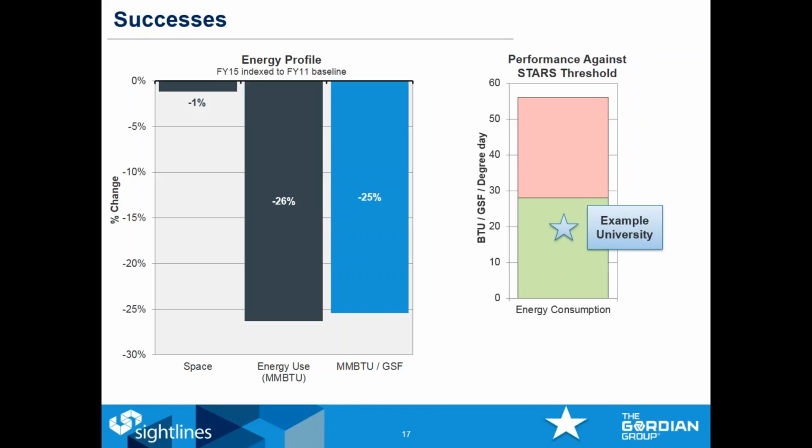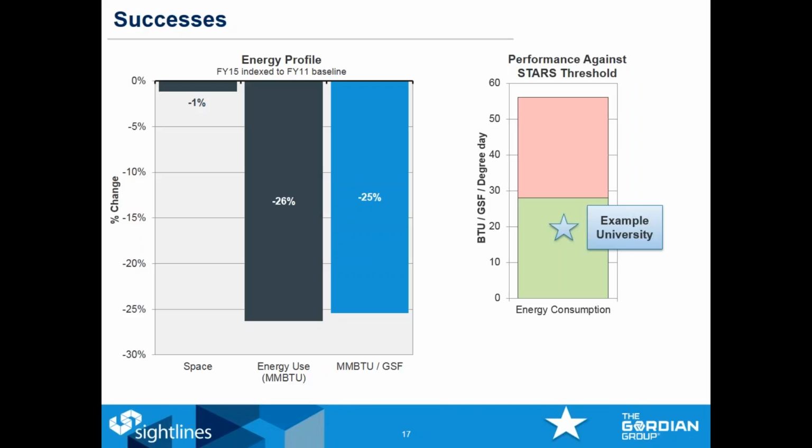And this is measuring BTUs, so amount of energy consumed per gross square foot per degree day. And STARS says if you're below 28 on this measure, your institution is performing very well. And this case study institution was consuming just short of 20 BTUs per GSF per degree day. So it was a real moment of success for them.